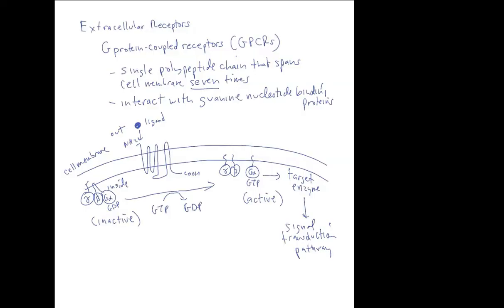And so what has to happen in order for this pathway to turn off is that we need a mechanism that can bring this back to the inactive state where all the subunits are together and the alpha subunit is bound to the GDP. And we will talk about how those mechanisms work when we go into the individual pathways.